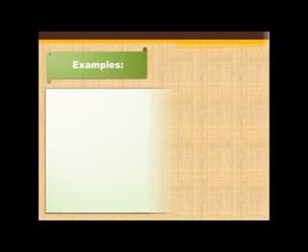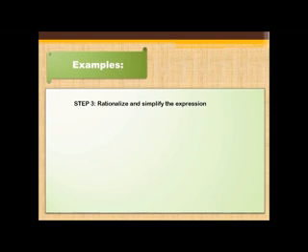Now, let's do our third step. Rationalize and simplify the expression. Square root of 5 over x is just equal to square root of 5 over square root of x. Now let's do rationalization. Rationalization means the process of removing the radical symbol in the denominator by multiplying both the numerator and the denominator by a radicand that will make the denominator a perfect nth power.